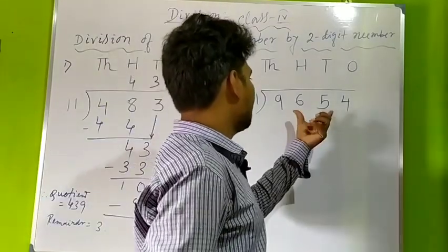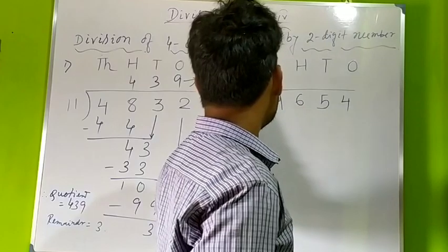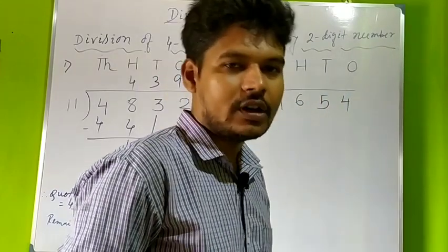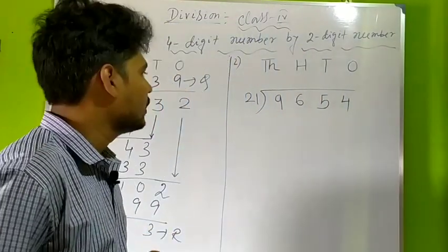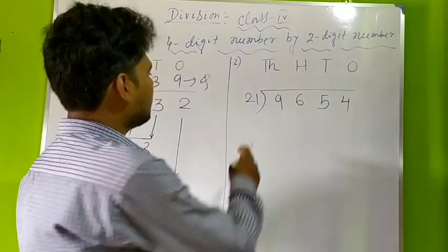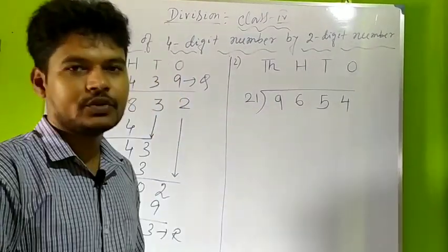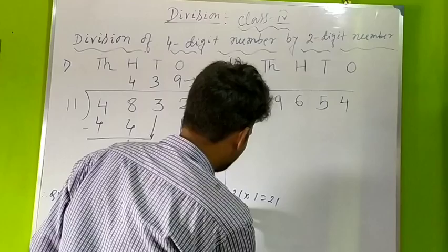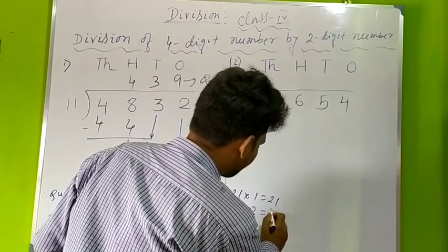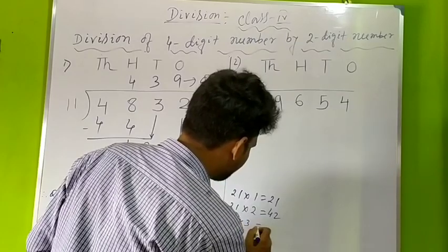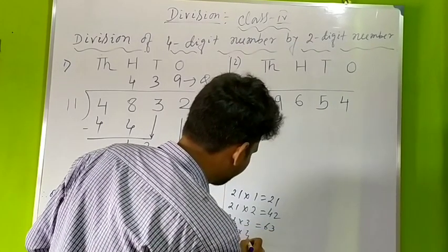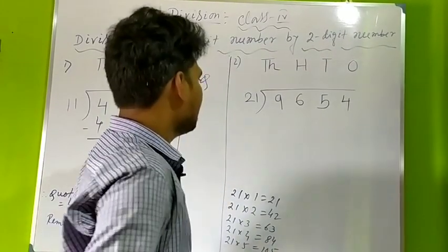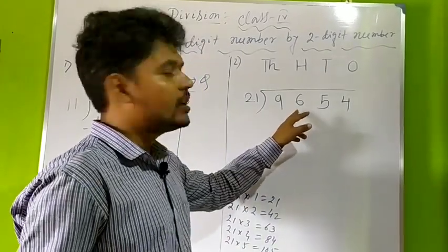Okay. Now you start question number 2. Here also the dividend is 4 digits and the divisor is 2 digits, that is 21, and the dividend is 9654. Now here also you have to remember the multiplication table of 21. 21 into 1 equals 21. 21 into 2 equals 42. 21 into 3 equals 63. 21 into 4 equals 84. 21 into 5 equals 105. You can see 105 is greater than 96.